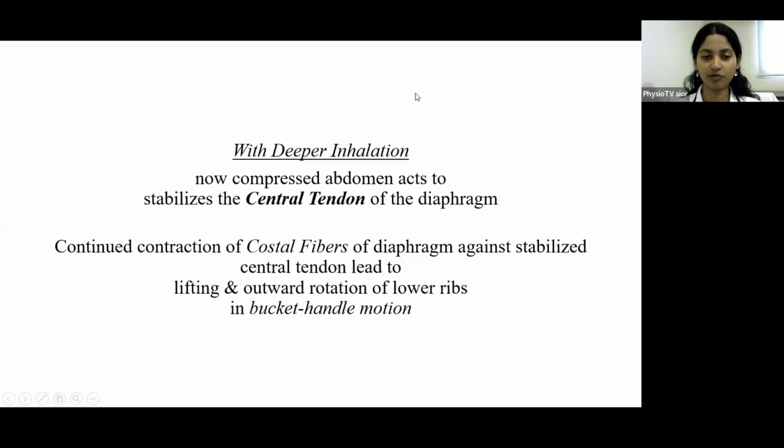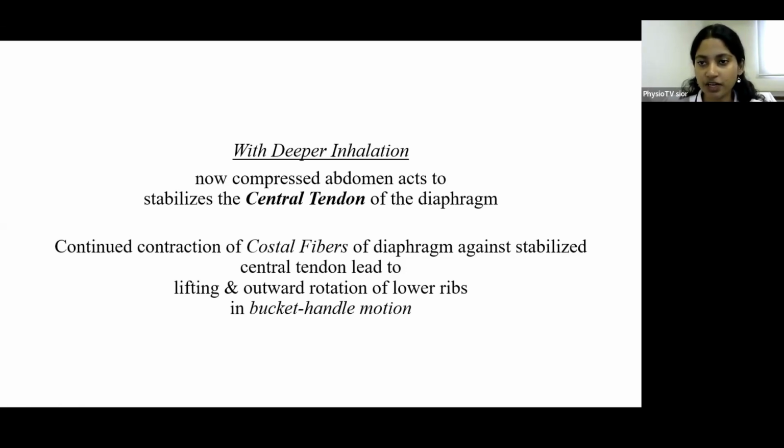So now let's understand what happens with deeper inhalation. With deeper inhalation, as we saw with the zone of apposition, the abdominal contents have been pushed downwards and compressed. So there is no further space for the abdominal contents to move, which leads to the stabilization of the central tendon of the diaphragm. Because of the continued contraction of the costal fibers of the diaphragm against the stabilized central tendon, there is now lifting and outward rotation of the lower ribs.